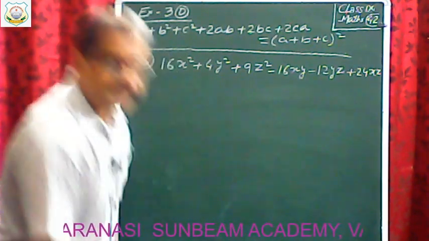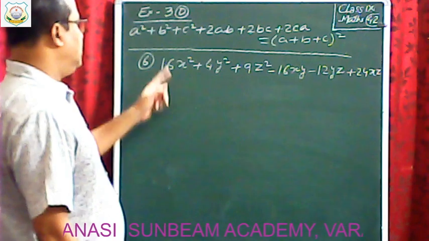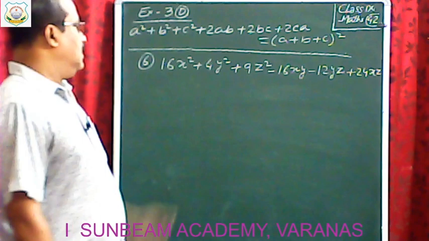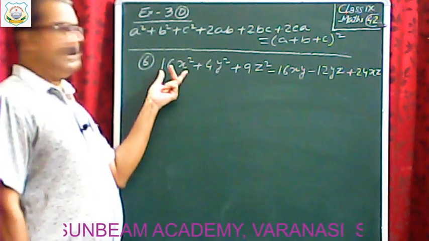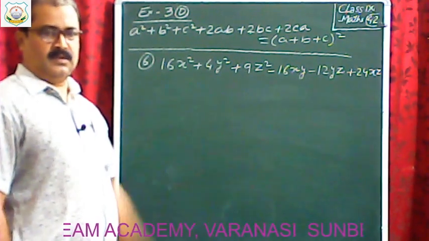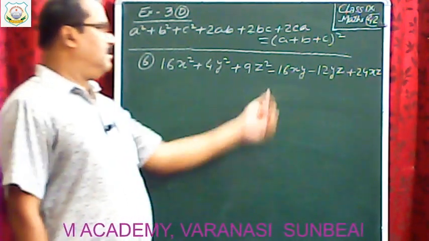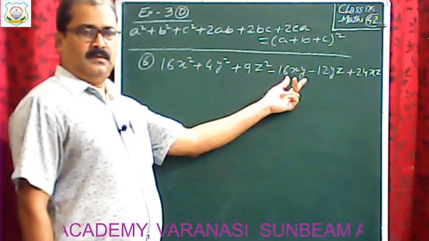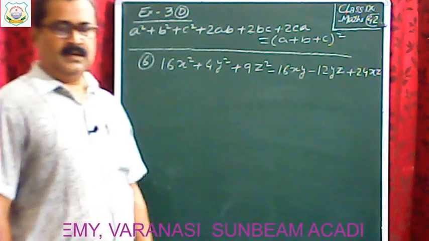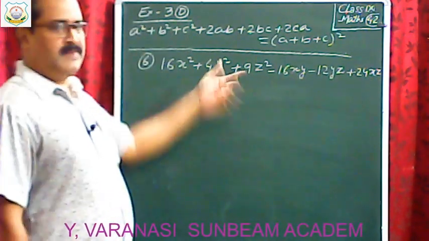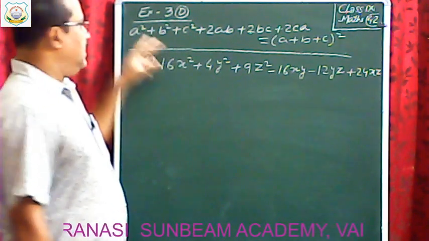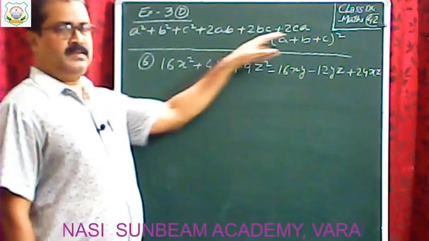Polynomial is given. Okay. So count how many terms are there. 1, 2, 3, 4, 5, 6. 6 terms are there. 16x square, it is a perfect square term. 4y square, perfect square term. 9z square, it is also a perfect square term. And the remaining terms are combined terms, taking 2 at a time: xy, yz, xz. Clear? So according to the identity, the terms matched. Now thereafter we have to formulate. We have a square plus b square plus c square plus 2ab plus 2bc plus 2ca.